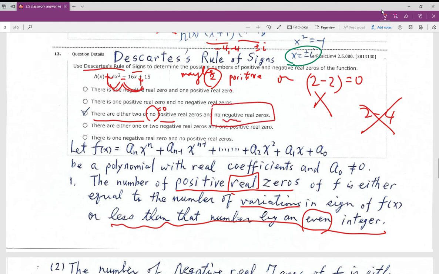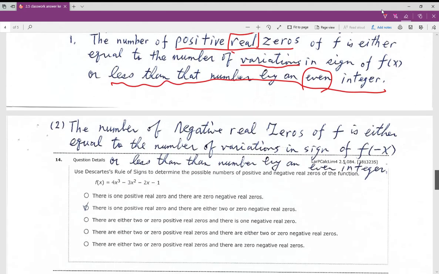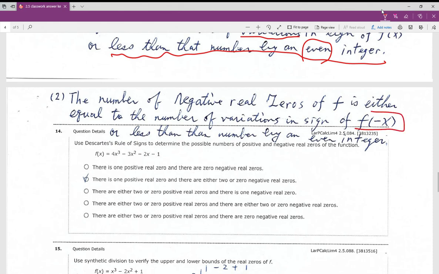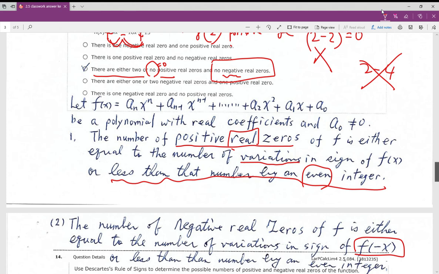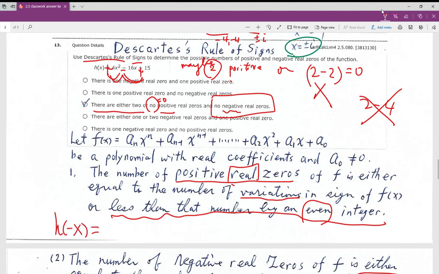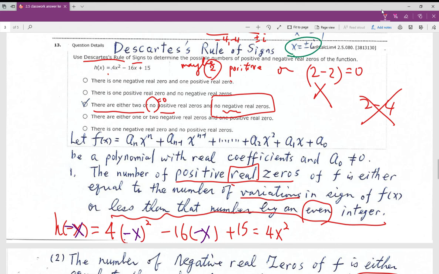And how about the negative solutions? Let's keep going. The rule for the negative solutions. You want to check with negative. So let's plug in negative x into this function. H of negative x will be, let me erase so I can see later. Okay. It will be 4x squared minus 16x plus 15. Right now I want to plug in negative x. Okay, so what's our solution? Let's simplify. So you have 4x squared, because negative after square is still positive. Negative times negative 16x is positive 16x, positive 15.